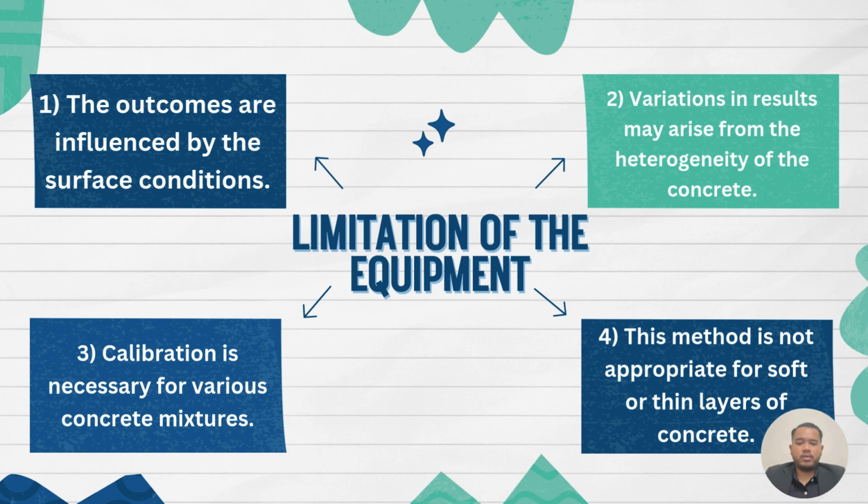carefully. The third one is the need for calibration. Different concrete mixtures require specific calibration to ensure accurate reading. This adds an additional step to the testing process. Finally, limitation on soft or thin concrete layers. The rebound hammer is not suitable for testing soft or thin concrete, as this condition can compromise the reliability of the result. Understanding this limitation helps ensure the rebound hammer is used appropriately and effectively in various testing scenarios.